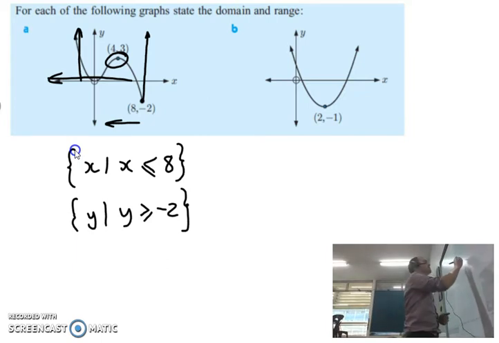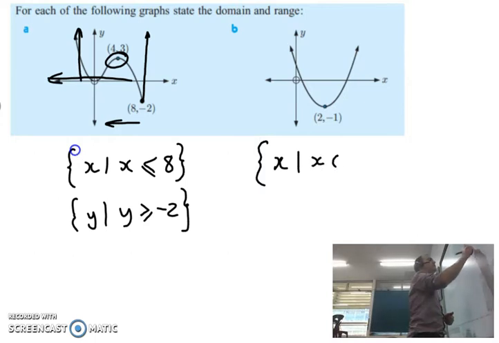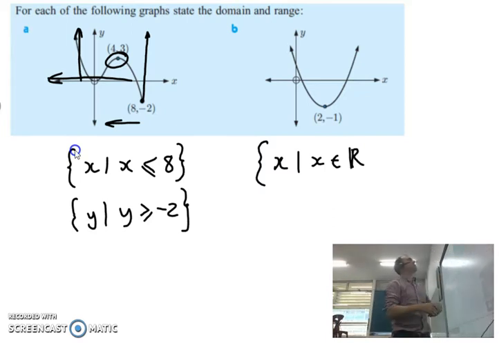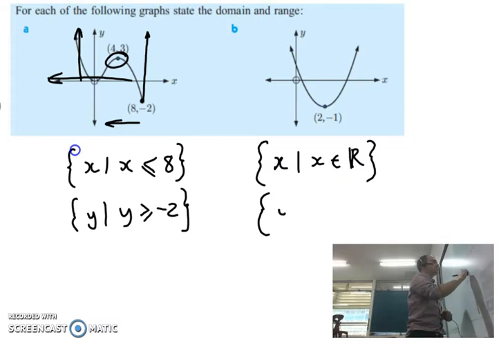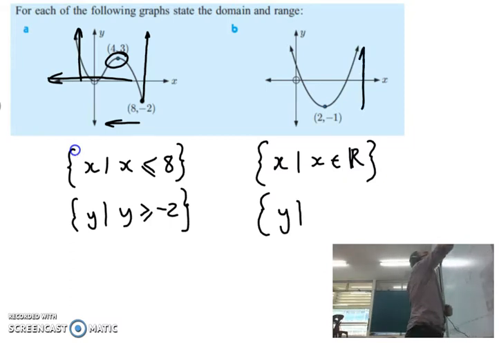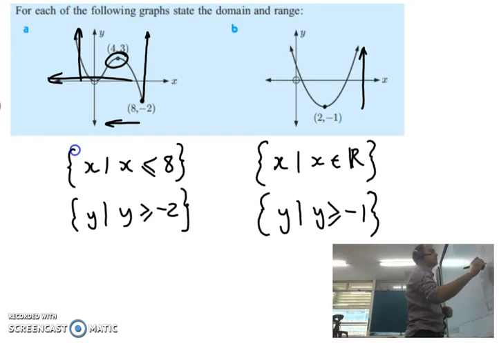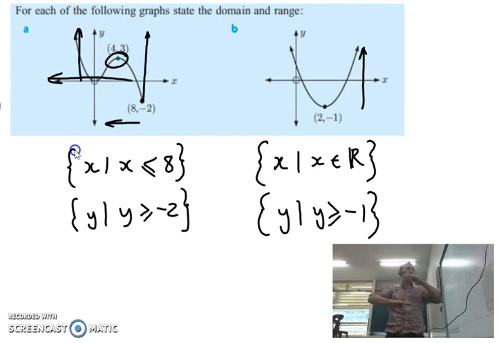For our second graph, we can see for x, x belongs to any real number, because it goes on and on, positive and negative forever. For our range, it must be greater than or equal to, because we've got a closed circle here, -1. So you can see that our x can be as wide as we like, but our y never goes below that -1. Have a go, and good luck.